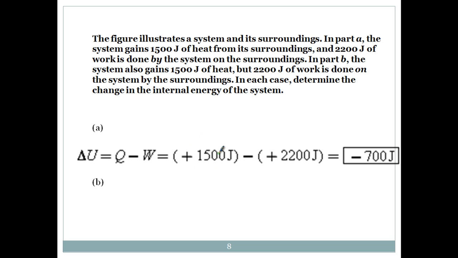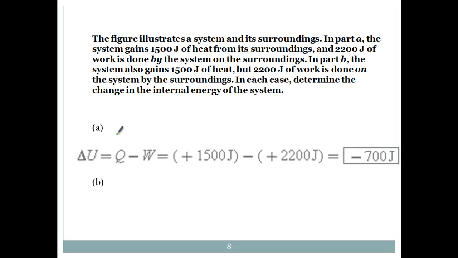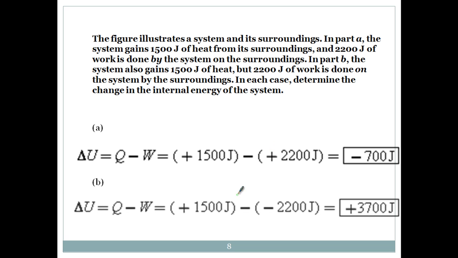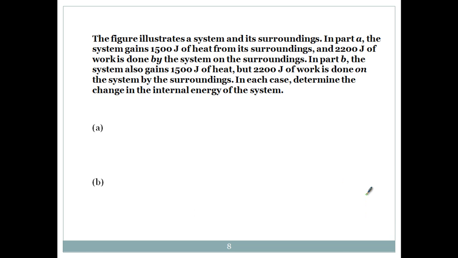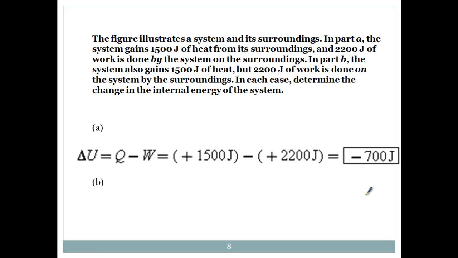So we had positive heat because heat was going into the system for part A. If you remember what part A looks like, it was that. So positive heat, positive work. We have positive heat minus our positive work. We end up with negative 700 joules. Now part B, the work was going the other way, so we've got to have a negative 2,200 joules in there. So in this case, we get 3,700 joules for the part B picture. So part B and part A. Gotta watch those negative signs.